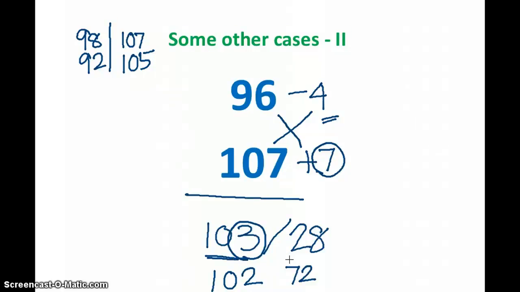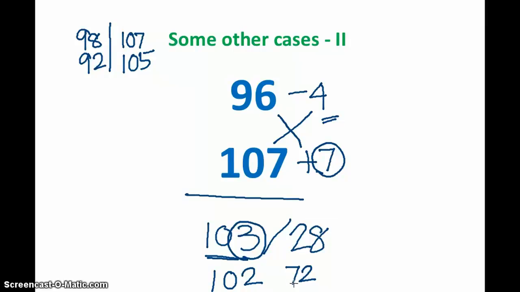Whatever the right side number is, we see how much less 28 is than 100, which is clearly 72. And then on the left side of the number we decrease 1. So from 3 we decrease 1, which gives me 2. So the left side becomes 102 and the right side becomes 72. That's all, that is my answer.